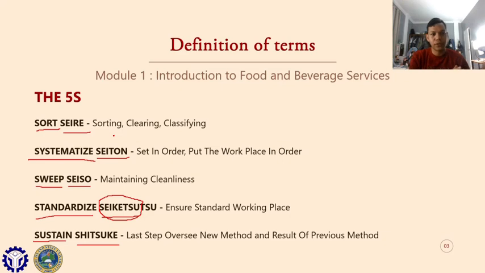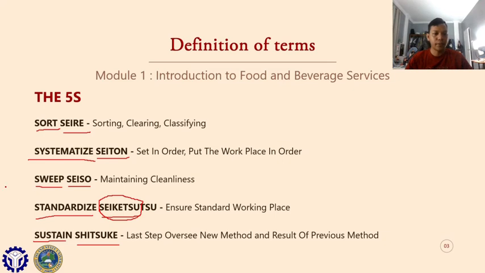So this is for 2021, this is for 2022, this is 2023. Again, for example, for the cutlery, when we say we need to sort, we need to keep the spoon this side, and then this one for fork, and this one for the knives. Sorting. Next is systematize. Sit in order, put the workplace in order.